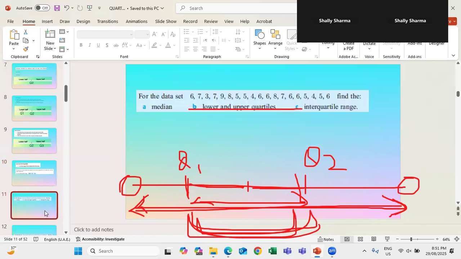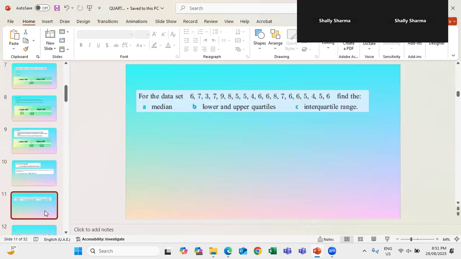Now, I expect that you all know how to find out the median, because that is the basis of finding the lower quartiles and upper quartiles as well. So we will be doing two examples where the data values are given and we need to find out the median, lower quartile, upper quartile and interquartile range.